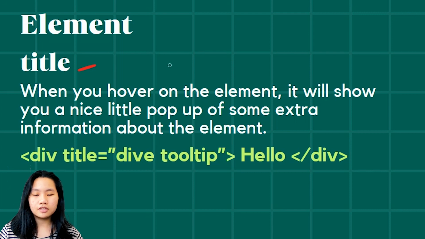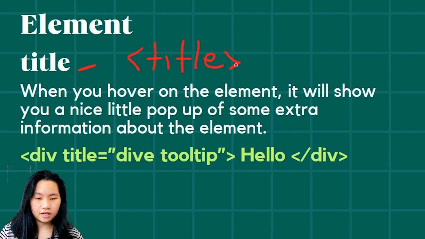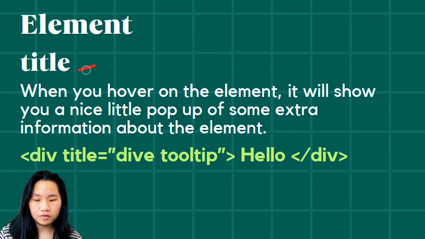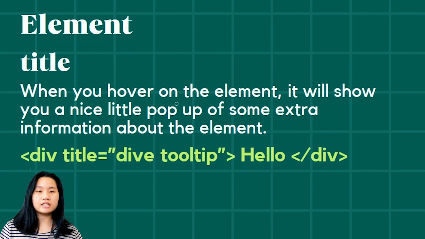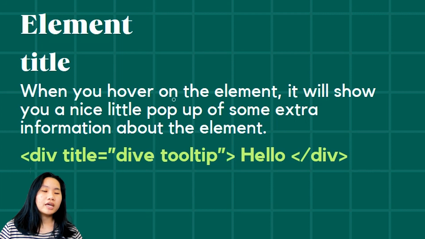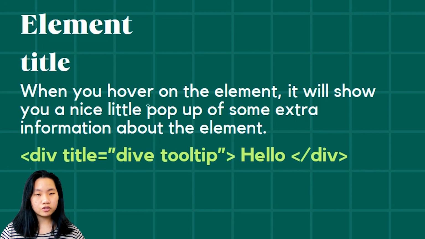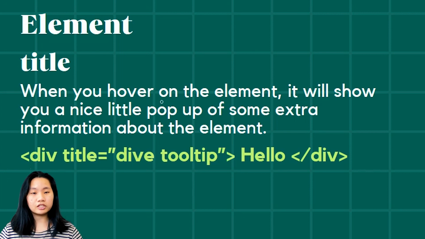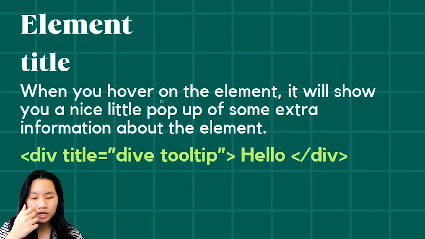Title. And this title is not to be mistaken with the title tag in the head tag, right? This is an attribute of the elements. And what this does is, if you hover on an element, let's say a button or a paragraph, it'll show you a little extra information that you want to put in. I'll show you this in a bit. I'll showcase everything that we've studied here.